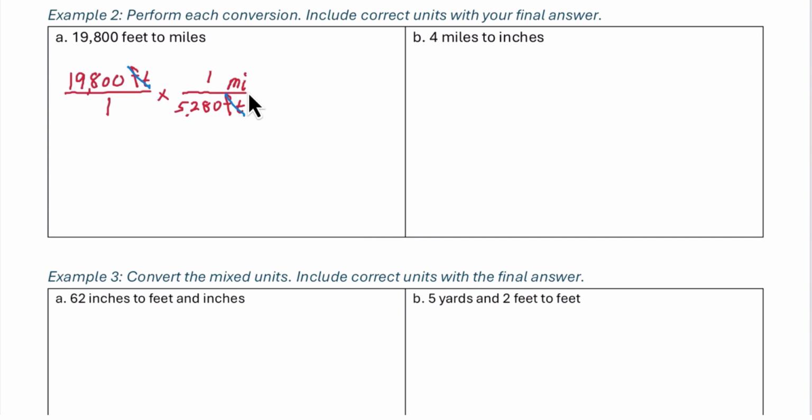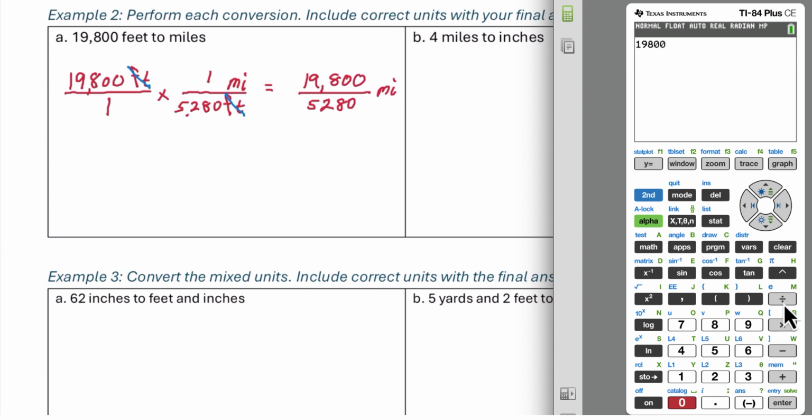Now we're going to multiply fractions like we always do. Numerator times numerator: 19,800 times 1 is 19,800. And in the denominator, we have 1 times 5,280. And the units, we have miles. And now we can simplify this fraction. Let's use the calculator to do that. 19,800 divided by 5,280 gives us 3.75 miles.